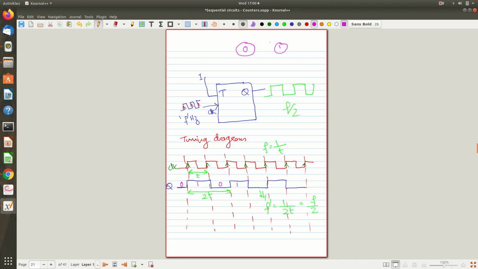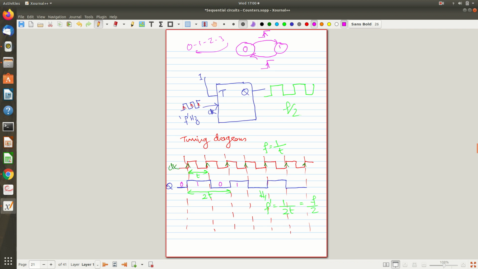Here the transitions happen during the positive edge of the clock. Whenever the clock goes from low to high, the output changes from 0 to 1. It retains this 1 for some time, and when the next rising edge happens, it changes from 1 to 0. So you can see some kind of counting, 0 to 1, then 1 to 0. This you can generalize like 0 to 1 to 2 to 3, then back to 0.